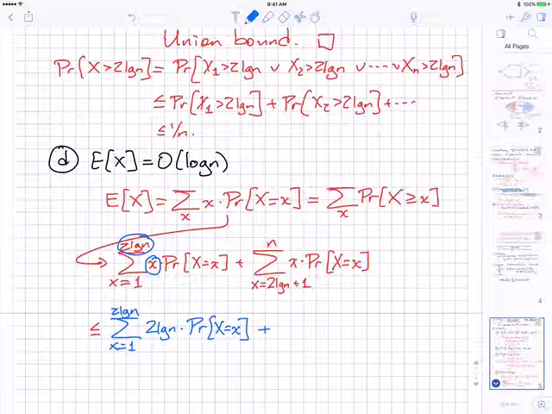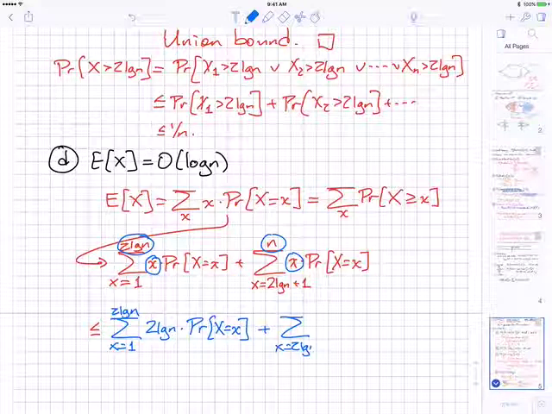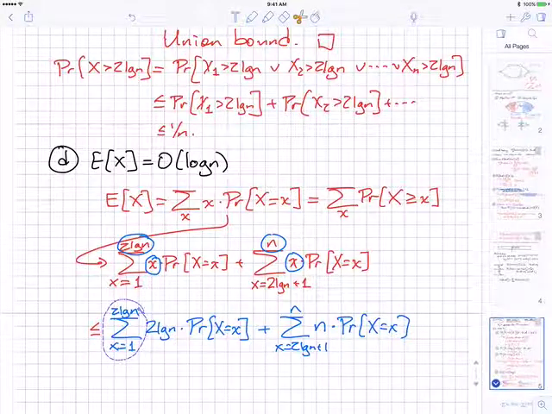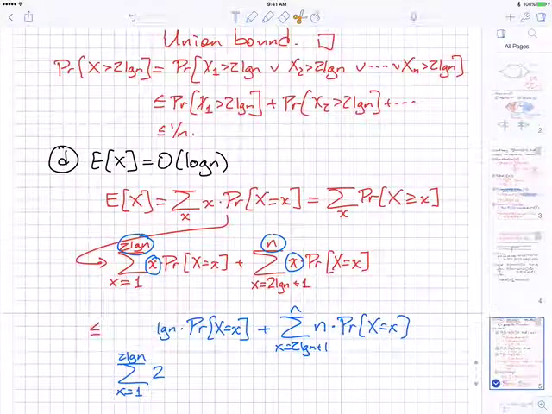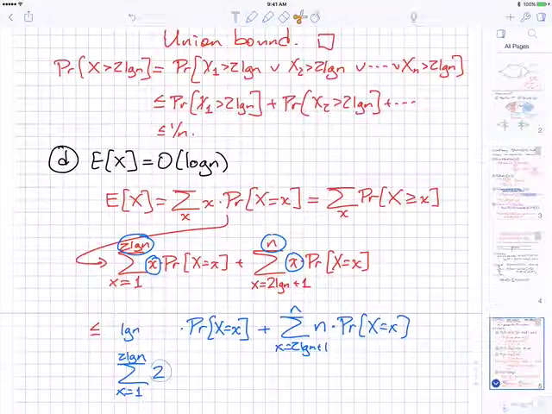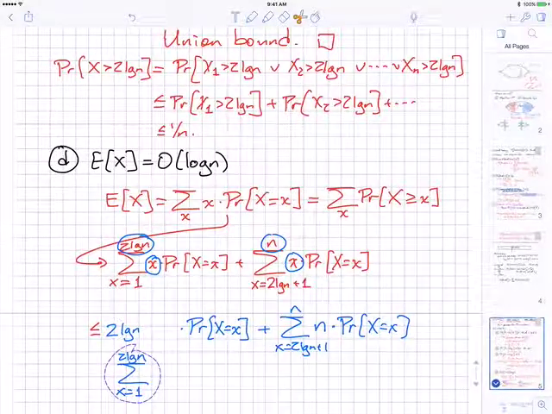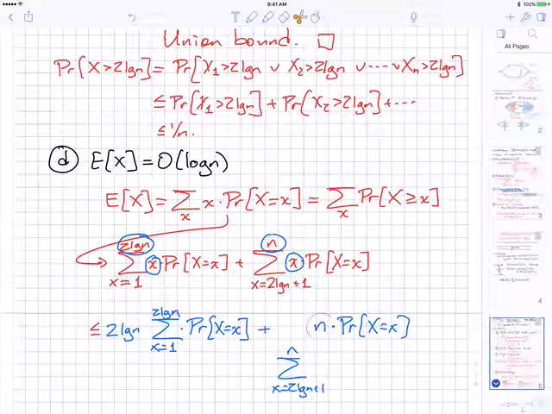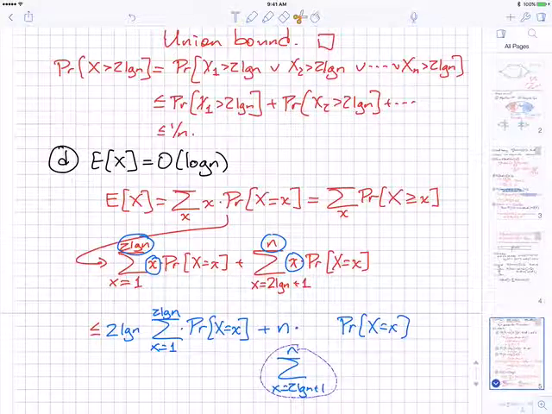And then the other thing I'm going to do is replace that. So sum from x equals 2 log n plus 1 up to n of n times the probability that X equals x. Okay? The second thing I'm going to do is realize that the factor 2 log n doesn't depend on the index of the summation, so I can pull it out, right? Likewise, I can pull this n out. It's a shame that you can't actually do this on your exam.